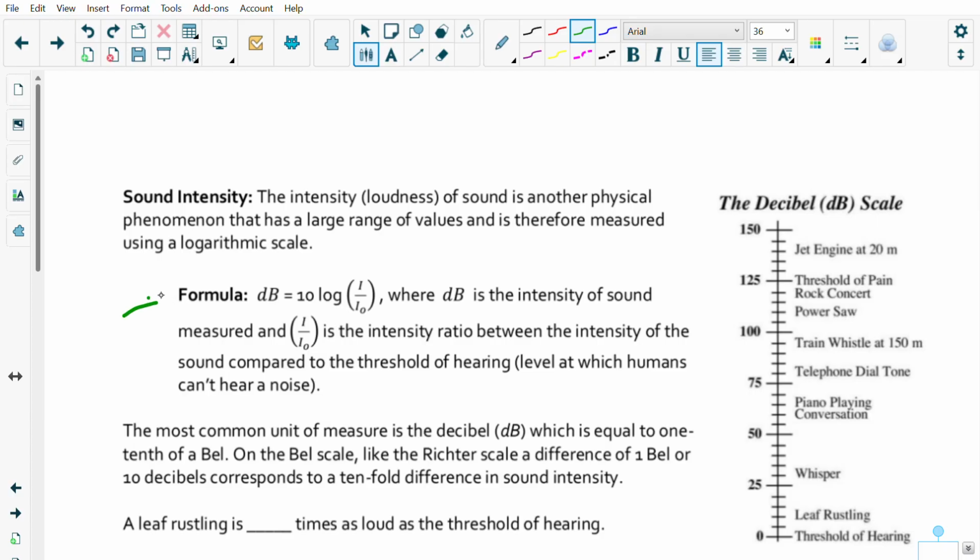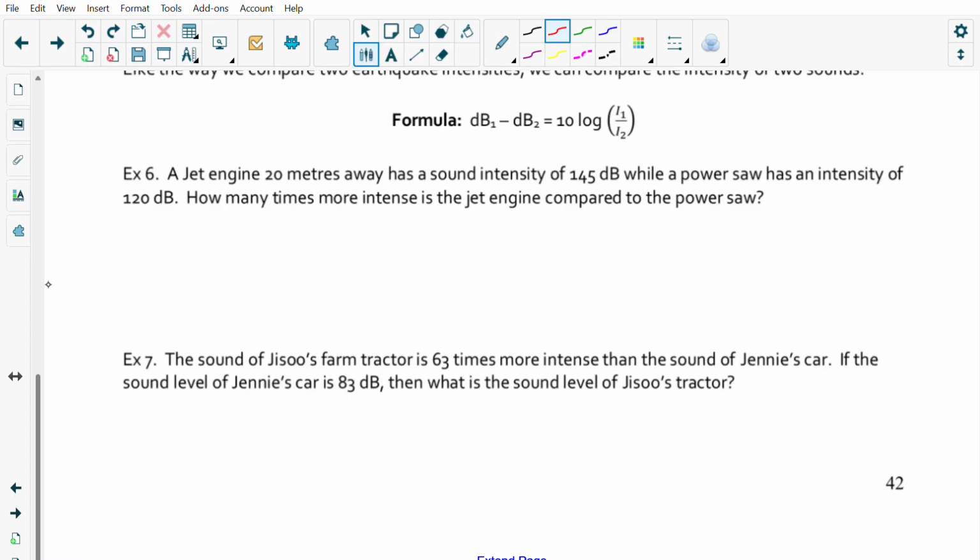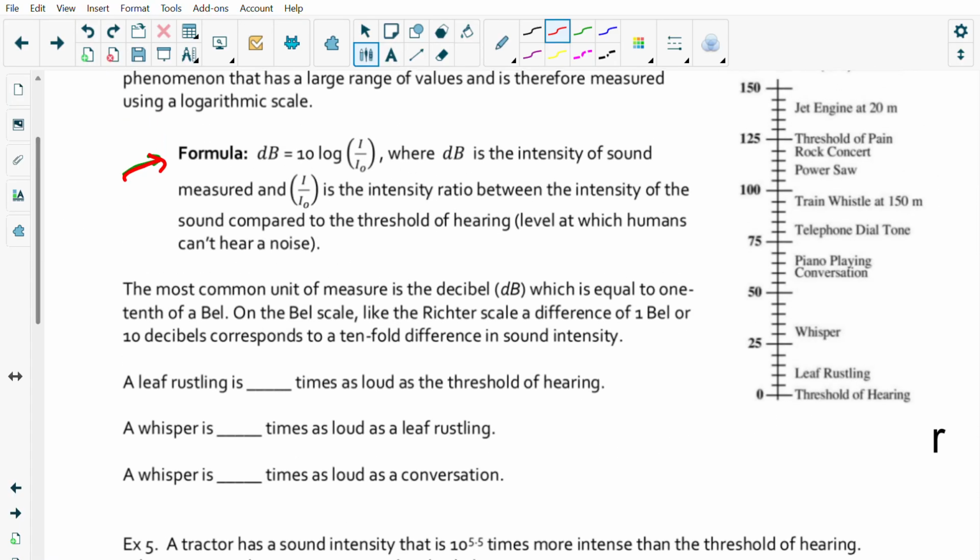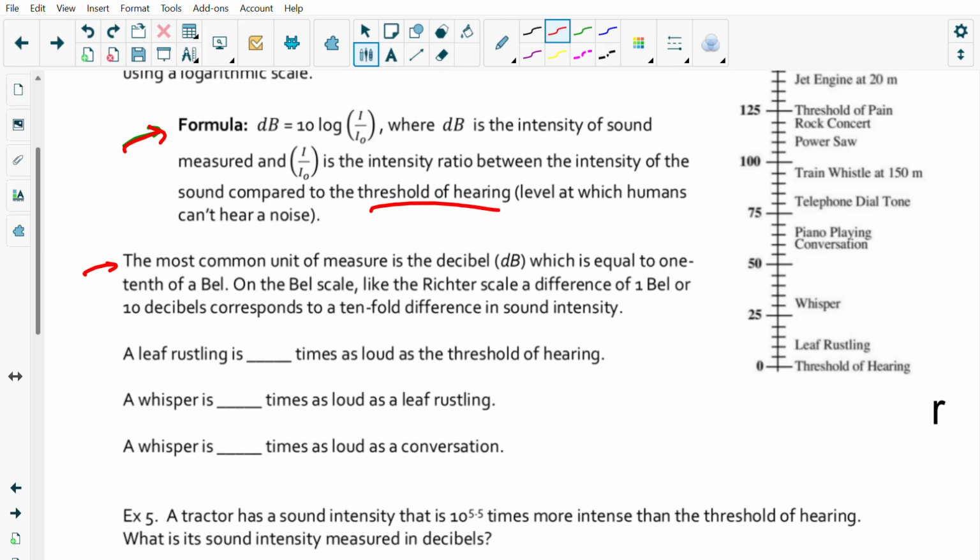Here's the formula. dB, the decibel value, equals 10 log of I divided by I naught, where dB is the intensity of sound measured, and I divided by I naught is the intensity ratio between the intensity of the sound that you're measuring compared to the threshold of hearing, the level at which humans can't hear noise. So again, similar to the Richter scale, it's comparing two sound intensities, a reference sound intensity, the threshold of hearing, and whatever you're measuring.